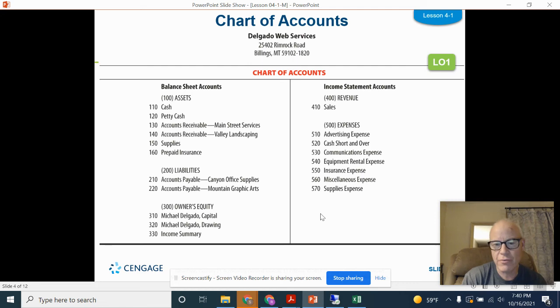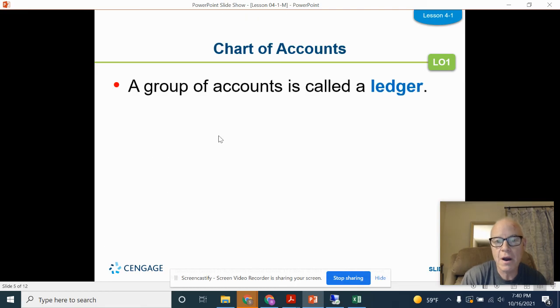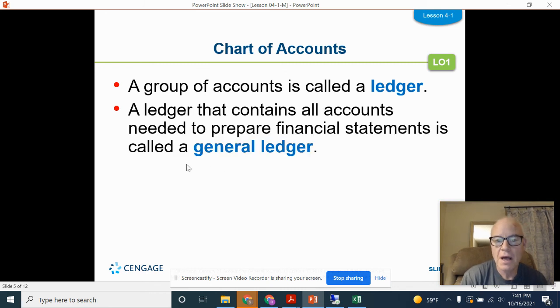Okay. And your account numbering system, which with us is 3 digits, is often determined by really the size and nature of the type of business we're talking about. Here we have a really simple sole proprietorship. It gets more complex the larger your business becomes and the more you need to track things. All right. A group of accounts is called a ledger. A ledger that contains all accounts needed to prepare financial statements is called a general ledger.